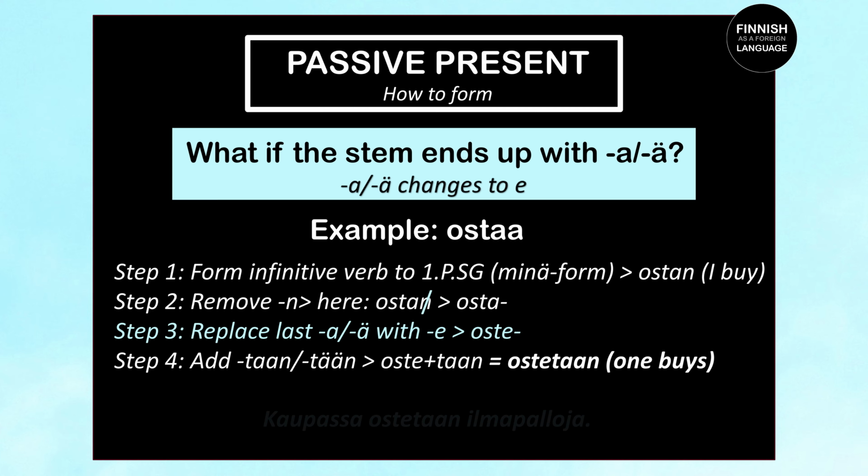Let's see how it works in a sentence. Kaupassa ostetaan ilmapaloja means either in a shop one buys balloons or balloons are bought in a shop. Kaupassa means in a shop. Ostetaan, here is our passive present. And ilmapaloja means balloons standing here in the partitive plural. Let's repeat. Kaupassa ostetaan ilmapaloja.